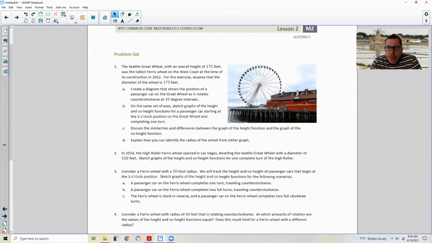Okay, page 7 brings us to the end of lesson 2. Go to your problem set.